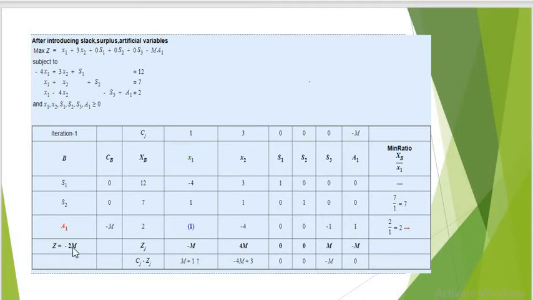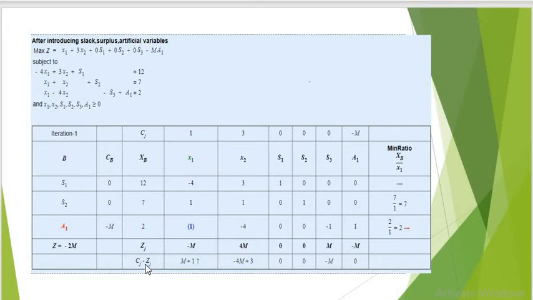Then we calculate the z value equal to sigma Cb into xb, that's equal to 0 into 12 plus 0 into 7 plus minus m into 2. So the answer is minus 2m. Next, to calculate Zj values, that's equal to sigma Cb into xj. So corresponding to the first column, 0 into minus 4 plus 0 into 1 plus minus m into 1, that's equal to minus m. Similarly, we can evaluate the other elements in that row.